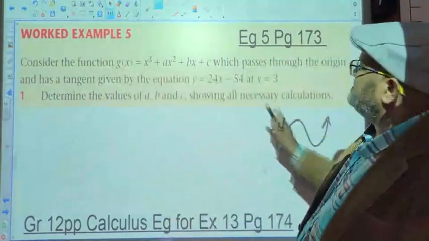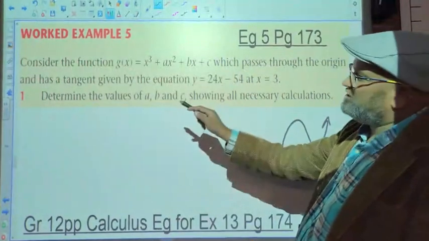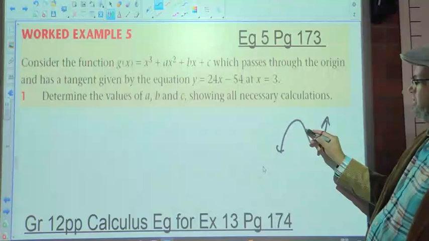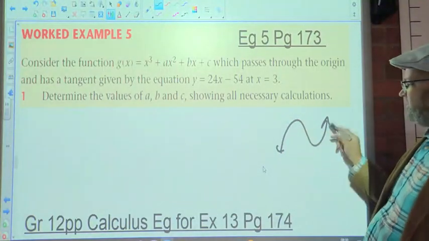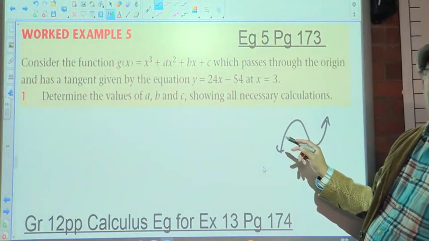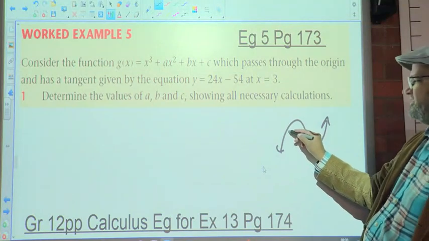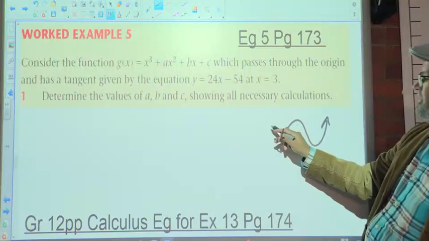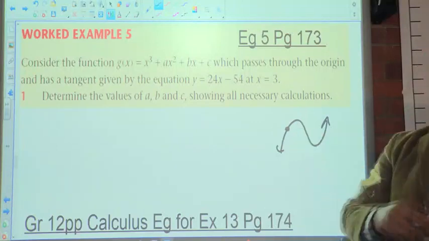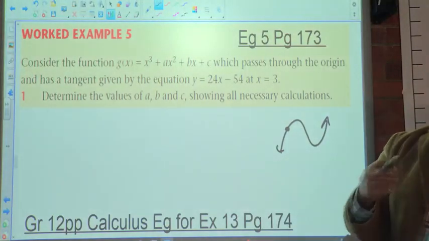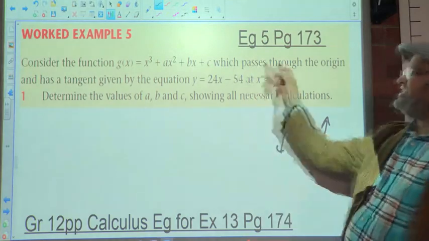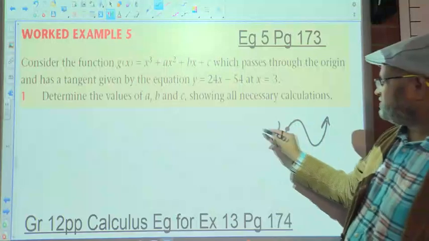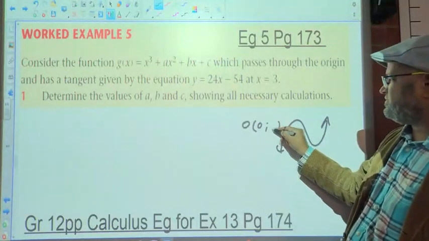So consider the function, this here, which passes through the origin. So it's going through the origin, what do we know? That it can be anywhere on this curve. Let's say the origin is here. I'm not going to put it on the turning point, although it could be, because I didn't mention it there. You guys understand? So it's going through the origin, which is 0 and 0.